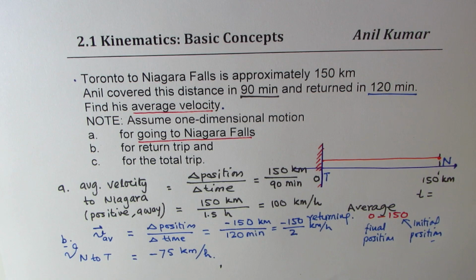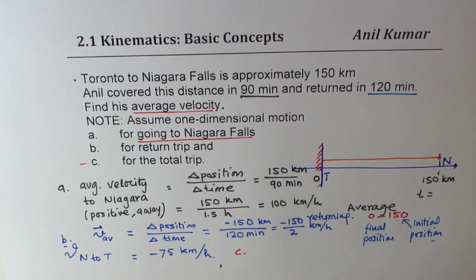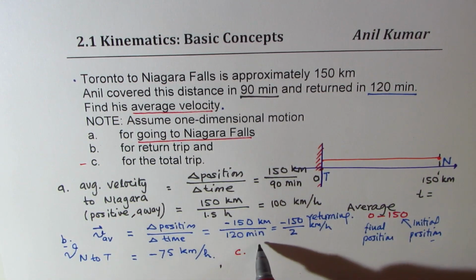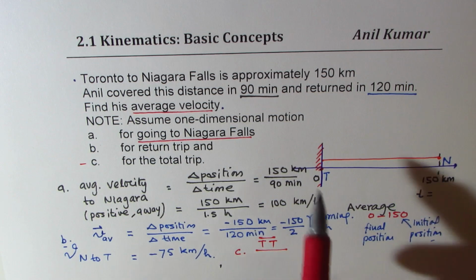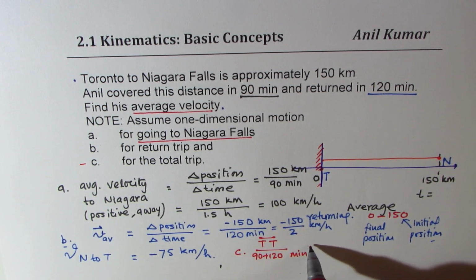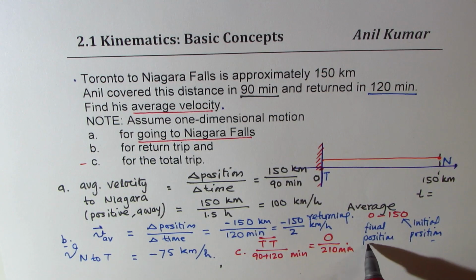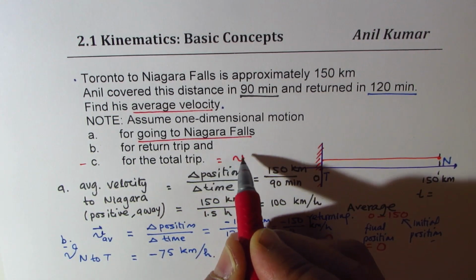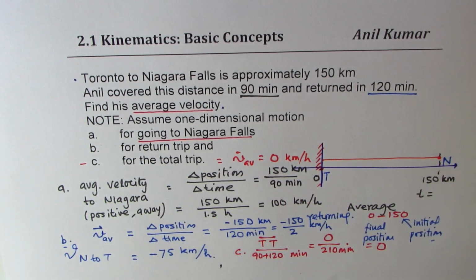So I hope that is very clear, right? Now let's do part C. Part C is the total trip. You started from Toronto, so that is Toronto to Toronto. So that displacement we are looking for. Time taken is, you can add these two, right? Which is 90 plus 120 in minutes. Now the total displacement is 0. 0 over whatever, in this case 210 minutes, will give us 0. So the overall average velocity for this trip is 0 kilometers per hour. Do you get that part?